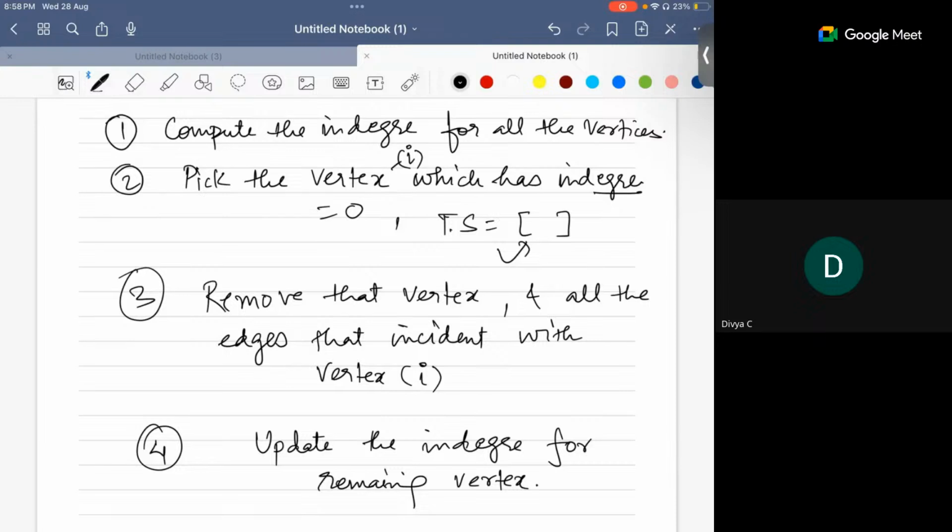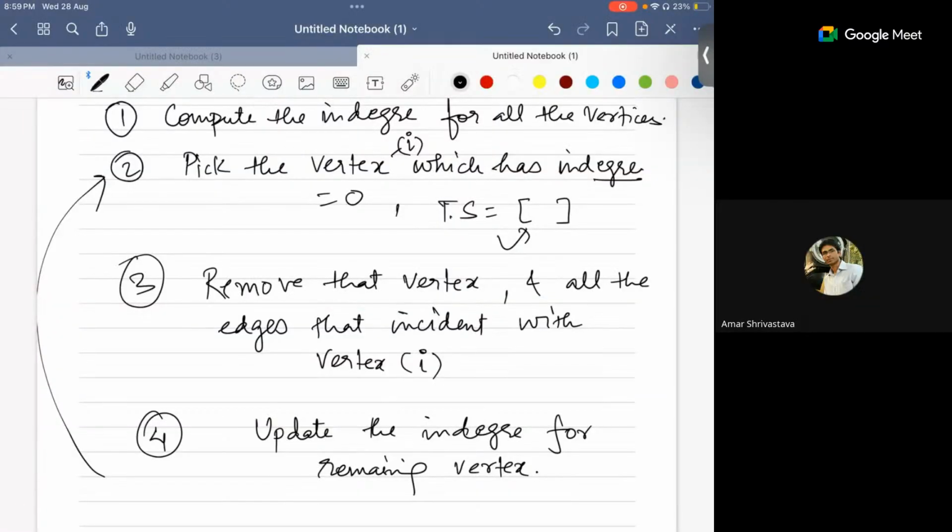Okay, and after that we have to remove that vertex and all the edges that are incident to it, whether connected inward or outward, doesn't matter. Whichever edges are connected to that vertex with the in degree 0, just remove all those, and then you have to update the in degrees from here, and then again pick.